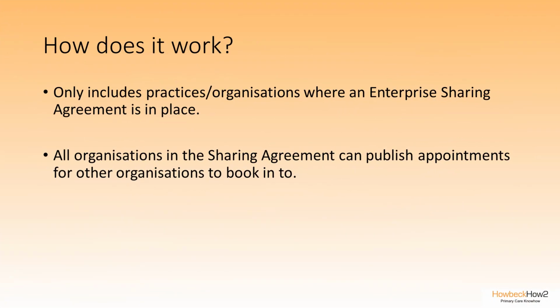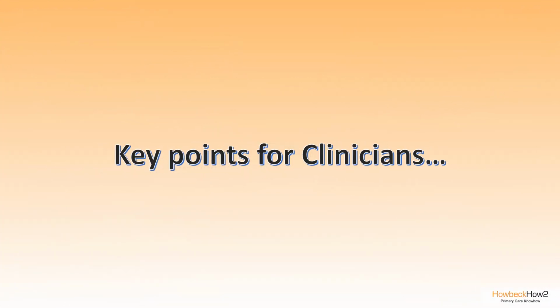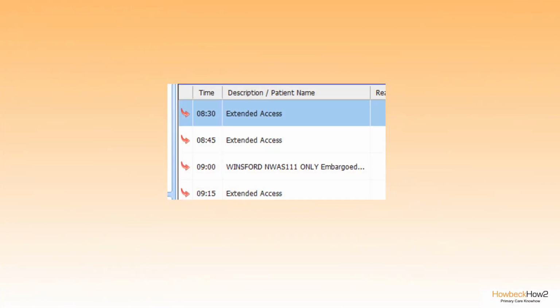So how does this work in practice? Firstly, only organisations that are part of an enterprise appointments agreement are able to book and cancel appointments for remote consultations. All organisations within that agreement can publish appointments for all other organisations to find and book. As a clinician, these are the key things to be aware of. When viewing the appointment book, any appointment with this red arrow icon to the left of it is an appointment that was available to be booked by other practices.